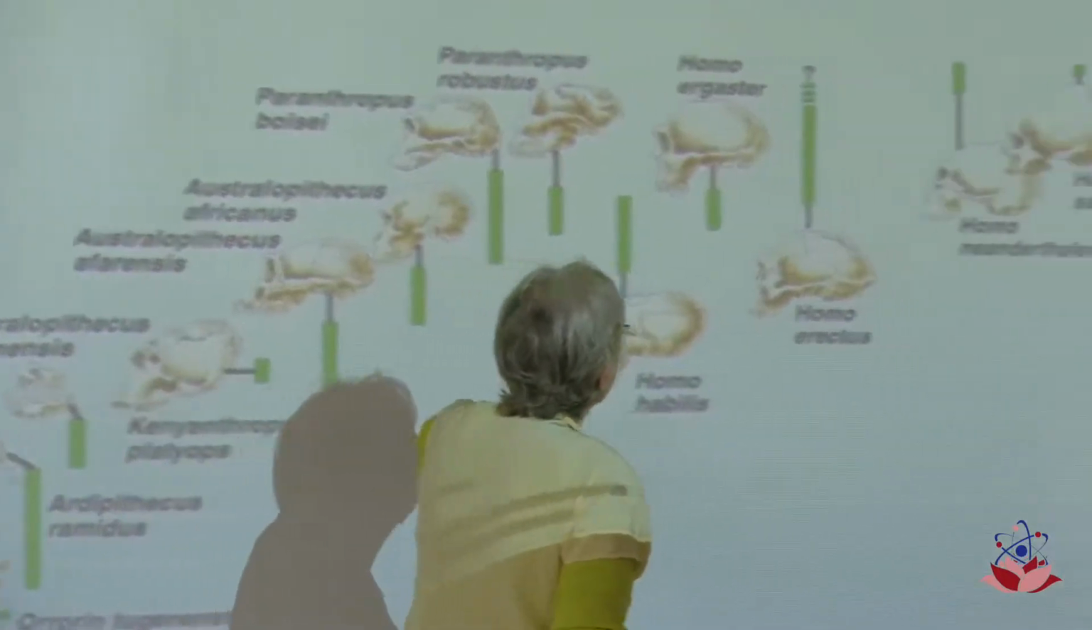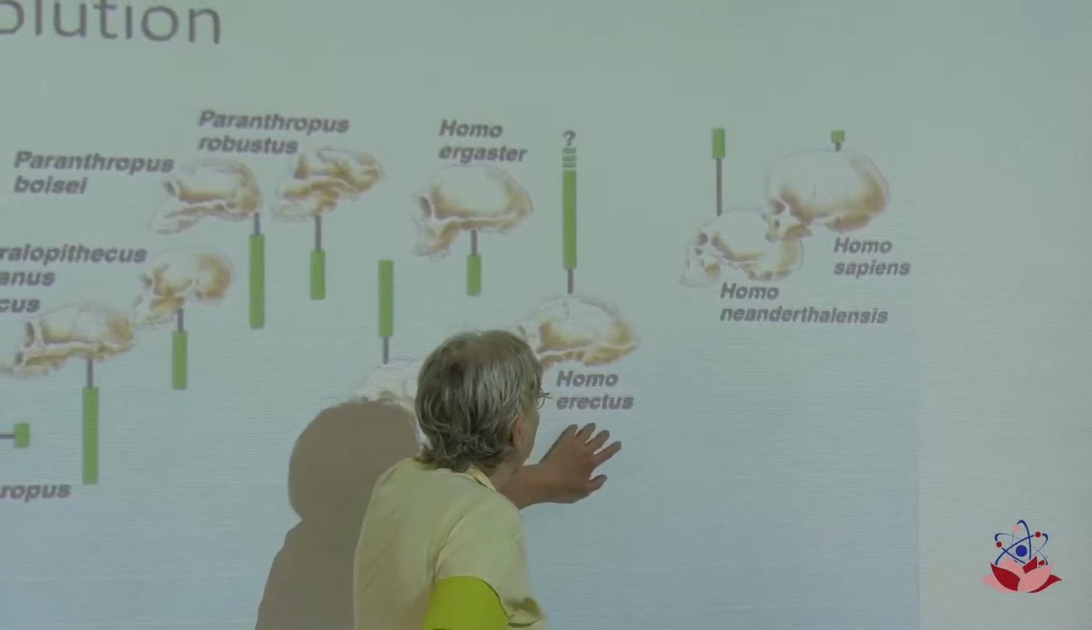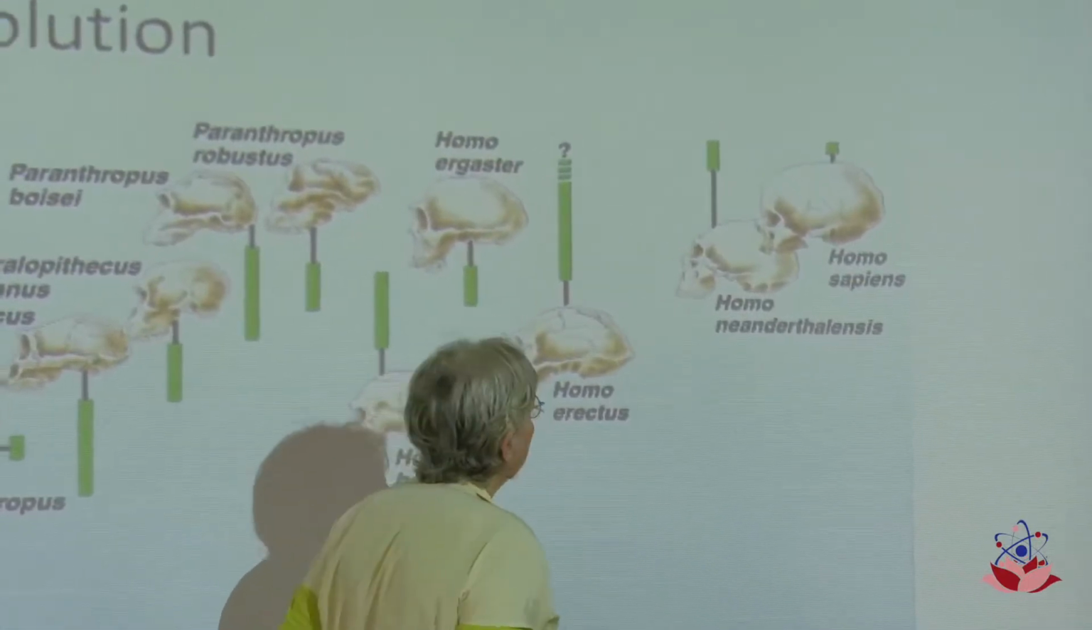But here, you see these question marks, we don't know everything, but here is the one called Homo erectus, where it was standing up on its back legs.